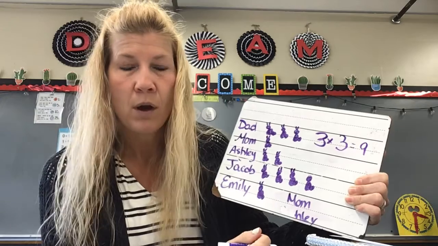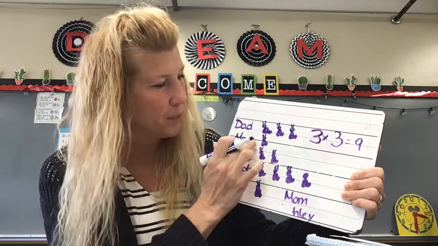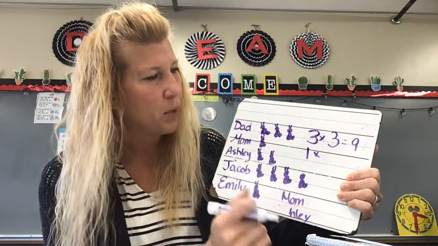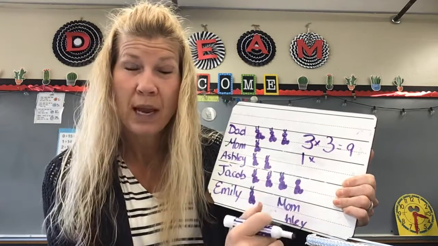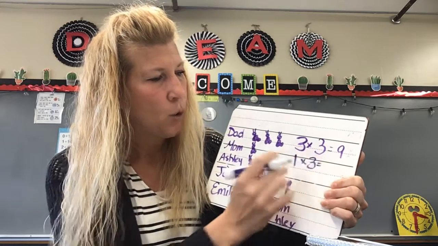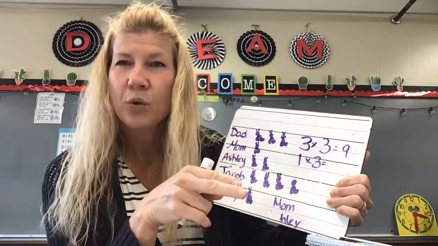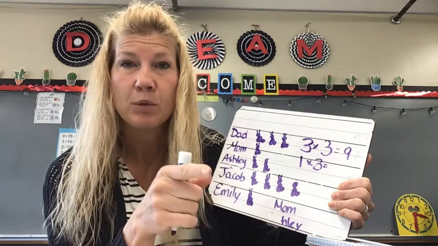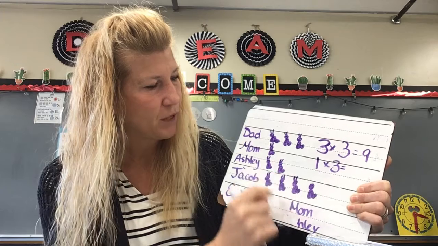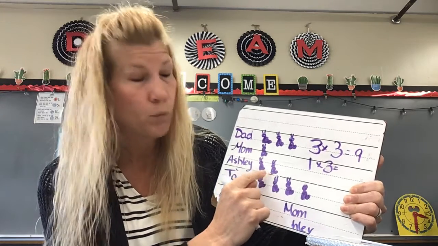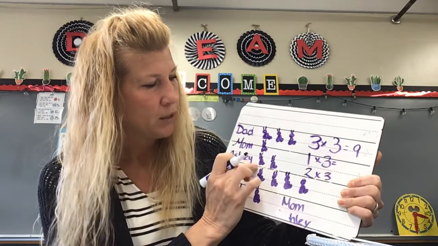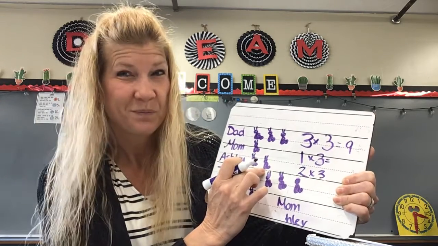Now they want to know Mom. How many did Mom see? Mom saw 1 set of bunnies, but remember, we're multiplying by 3. So your problem should have been 1 times 3, or you could have done the twin to that, 3 times 1, and then come up with the answer. Same thing for Ashley. How many bunnies do you see from Ashley? There are 1, 2, but remember, we're counting by 3s. 2 times 3, so it's 3, 6.